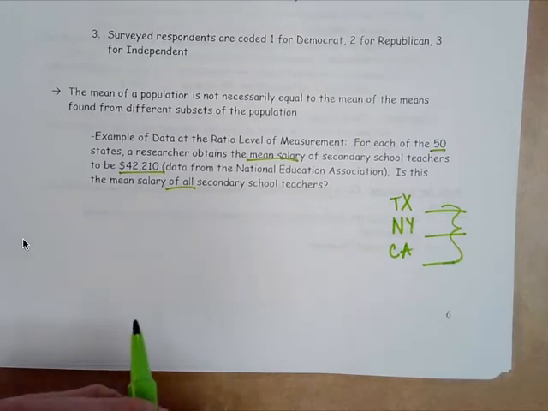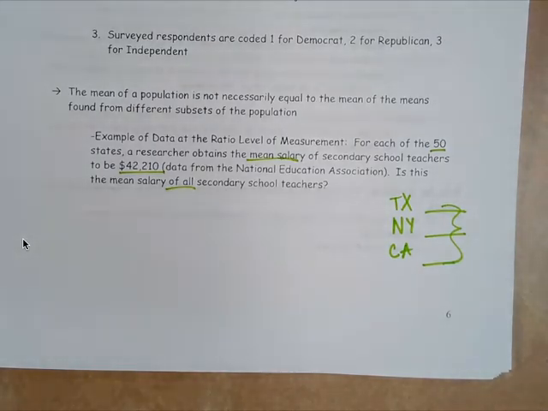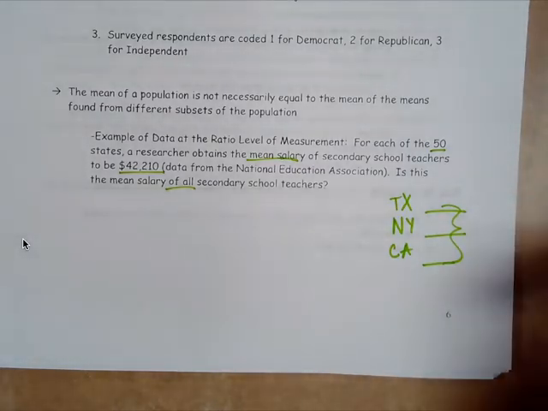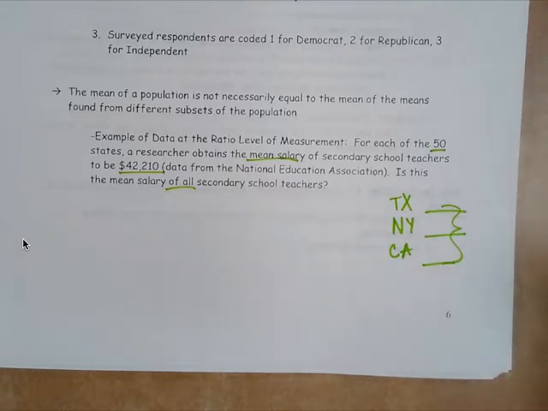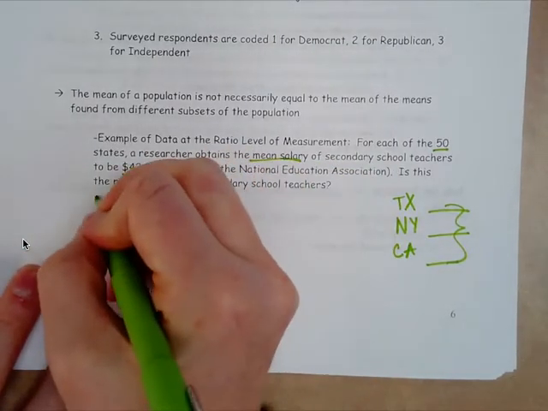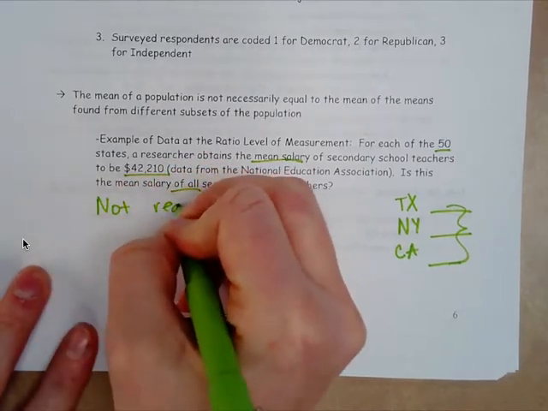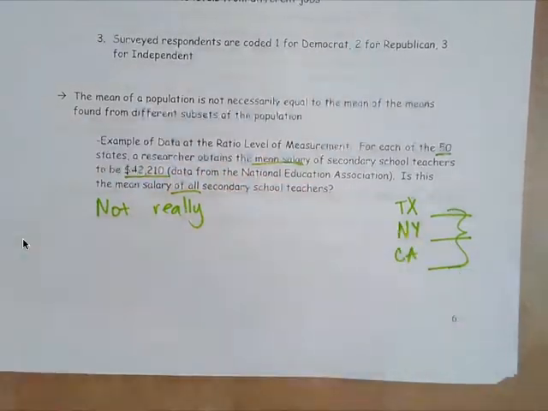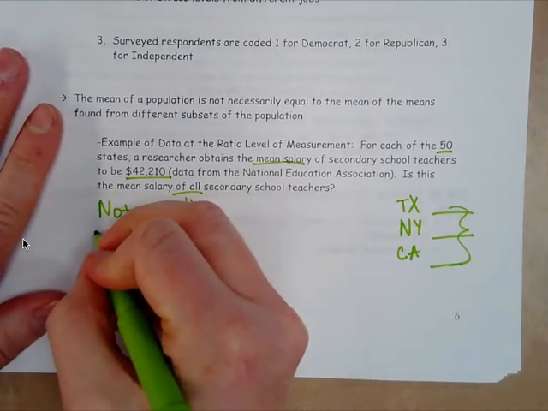It really doesn't, because think of how many more teachers there are in different states. So it's taking into account that kind of like the weight of it. A small state, you're comparing it with Texas, even though we're a huge state. So not really. We would need the population mean, not the mean of the states.